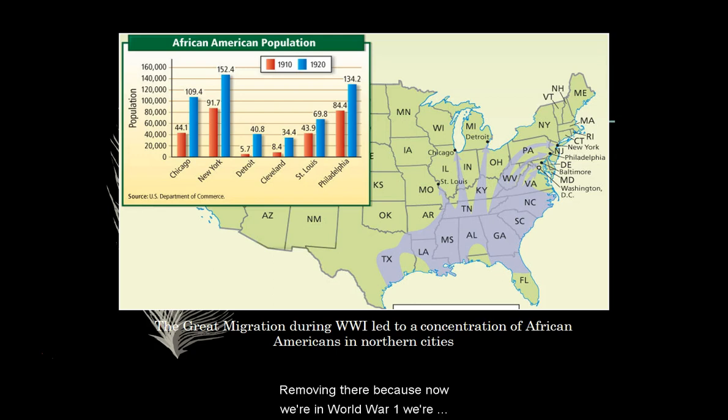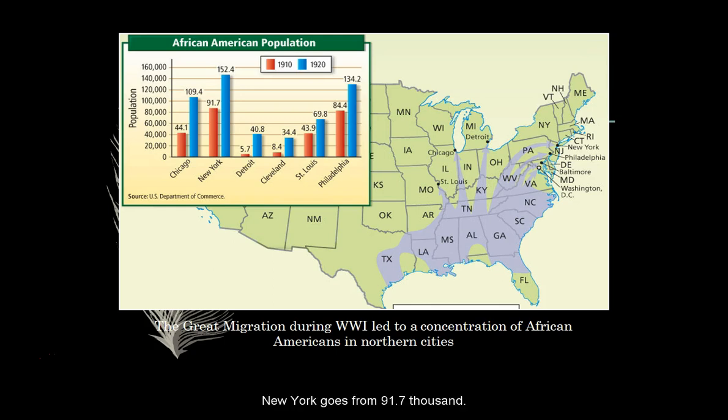And they're moving there because now we're in World War I. We're ramping up production. We've now got these factories that are producing more materials, and they can get jobs. So if you look at our chart here, in 1910, which is the red, there's about 44.1 thousand people living in Chicago. By 1920, only a decade later, 109.4 thousand. That's over double in a decade.